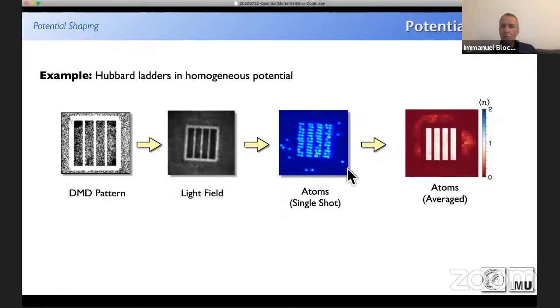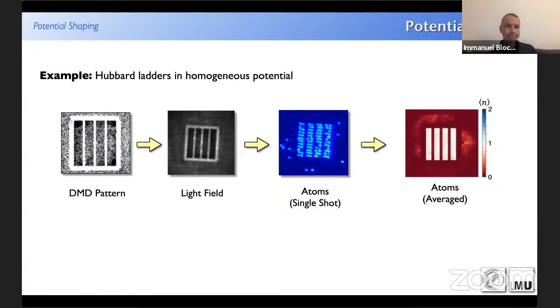So this is a single shot when we measure the atoms, and when we repeat this and measure the average densities, you can see we can really create nicely homogeneous ladder systems without the harmonic confinement present in the system. Just to give you an idea of what we can do.